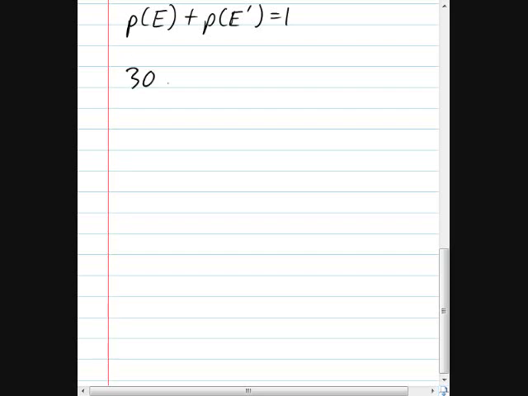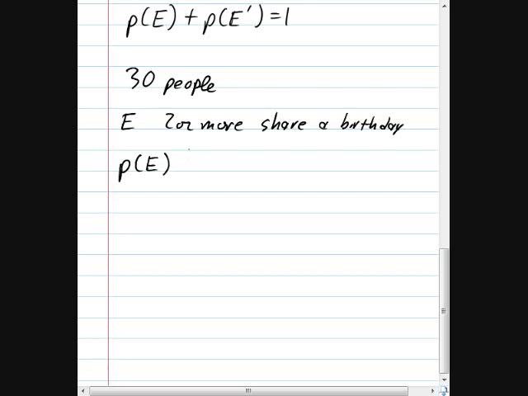So again, we have 30 people, and we'll let E be the event that 2 or more share a birthday. And so we're trying to find the probability of E. We could do this by counting up the number of ways that E can occur divided by the total number of outcomes in our sample space.